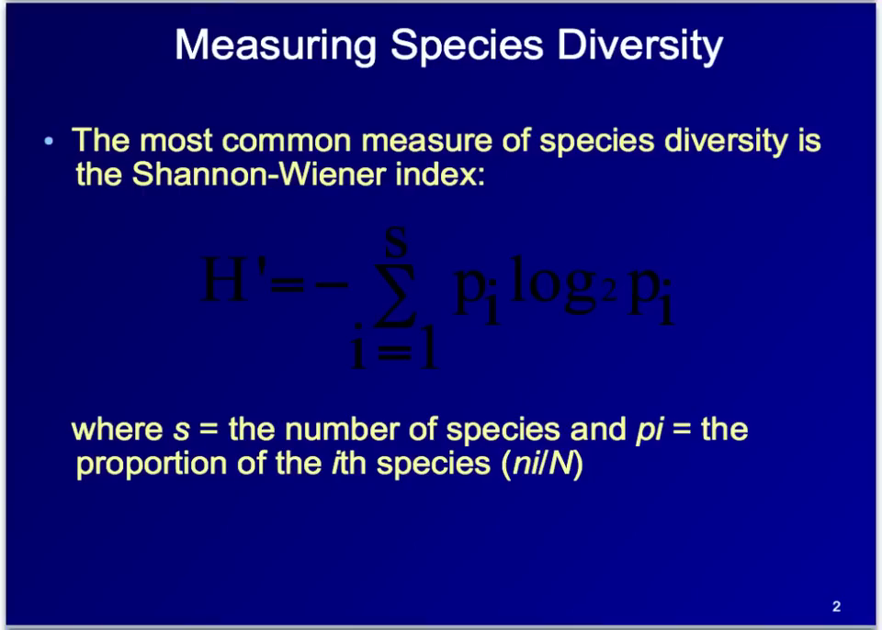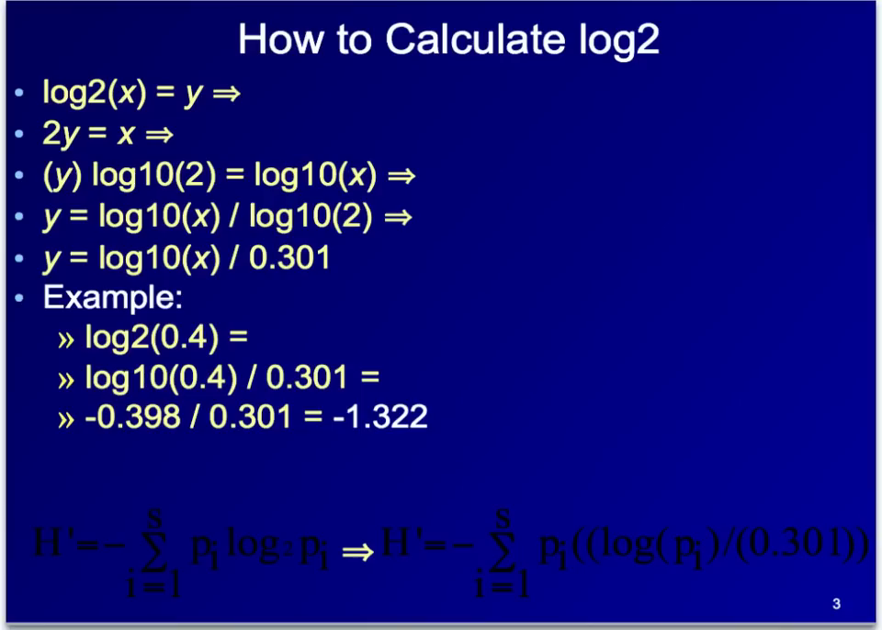I quickly want to remind you of the formula, the Shannon-Weiner index, for calculating species diversity, and also remind you how to calculate log base 2 of a number when your calculator has only log base 10. It's basically taking log base 10 of the number divided by 0.301, and that's what you can see down here.